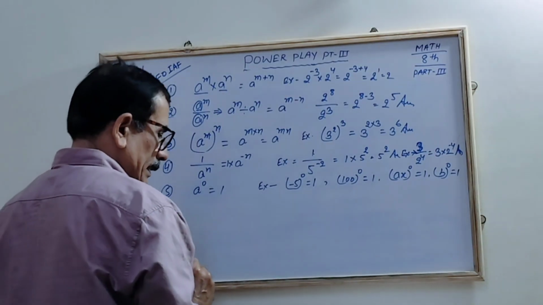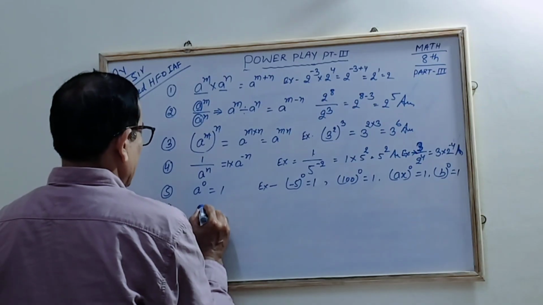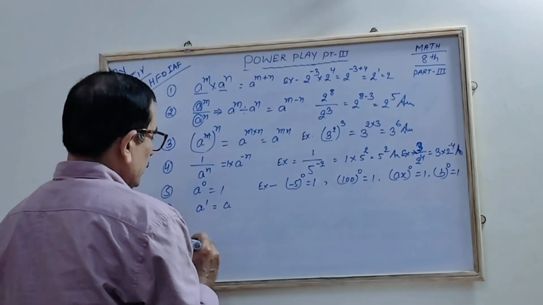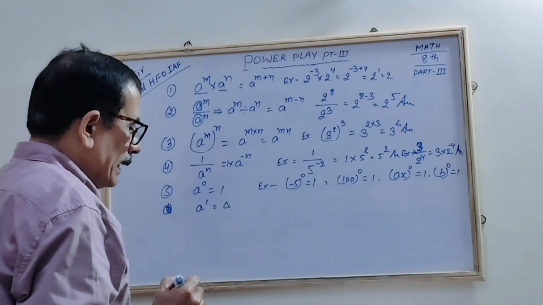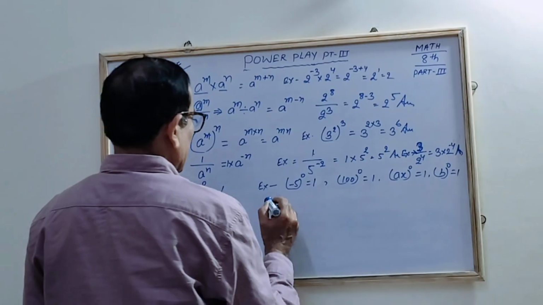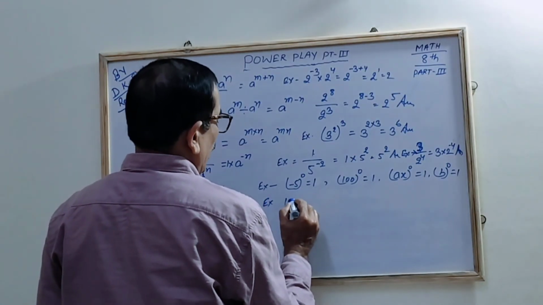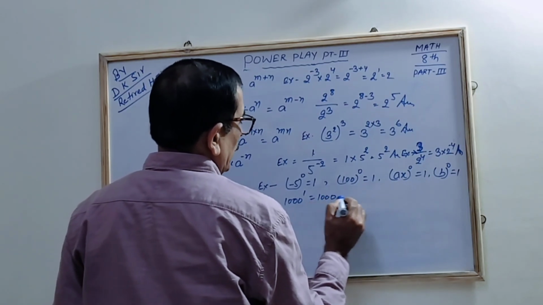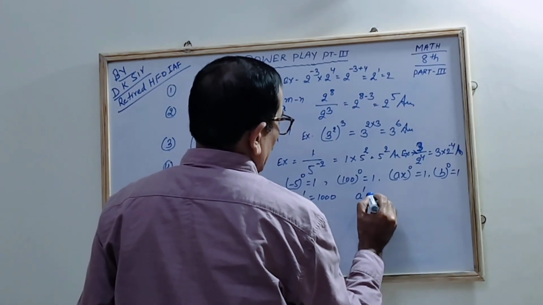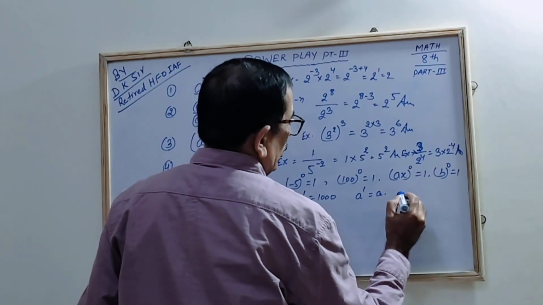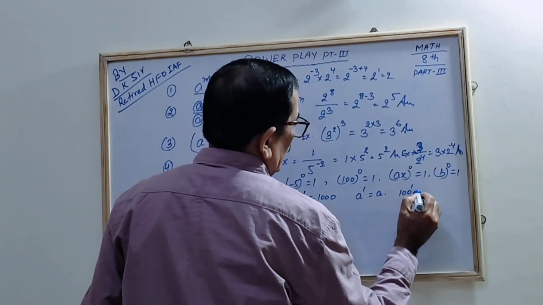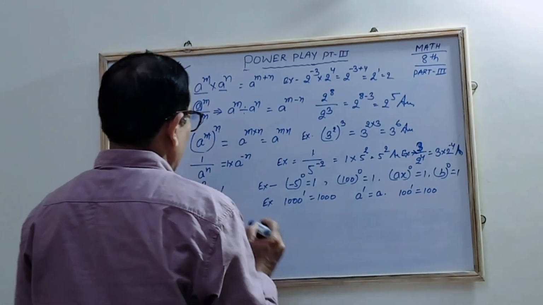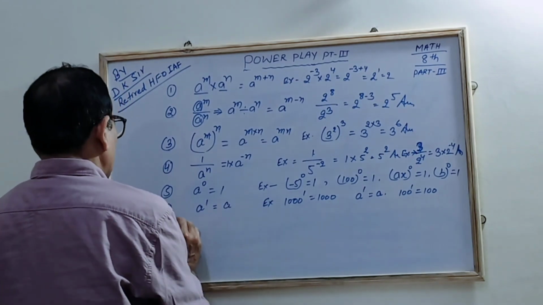Next is the 6th rule. a to the power 1 is always a. For example, 1000 to the power 1 is going to become 1000. a to the power 1 becomes a, correct? 100 to the power 1 becomes 100. So whatever number has the power 1 is going to remain the same, whether it is plus or minus.